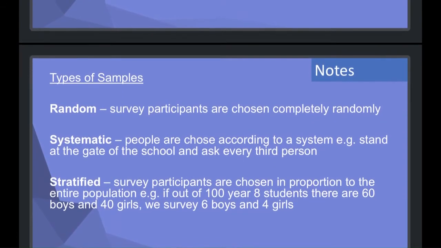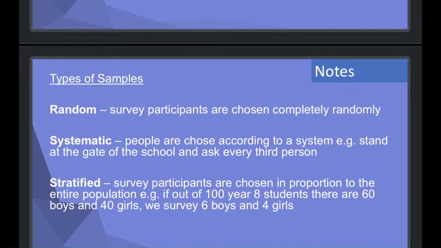The other thing we need to know here is that within the subset of samples, there are a couple different ways we can run our sample. We can just randomly choose people, put everyone's names in a hat and pull 5 out. Systematic is where you have some sort of system in place for how you choose your people. For instance, you line everyone up and you ask every fourth person to respond to the survey.